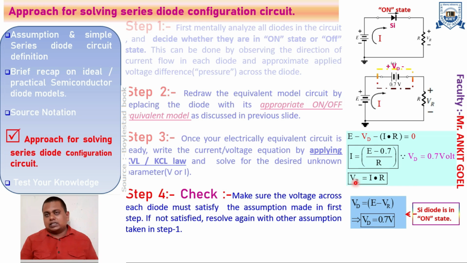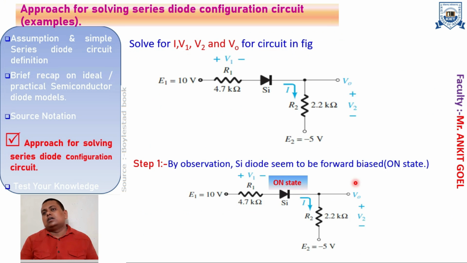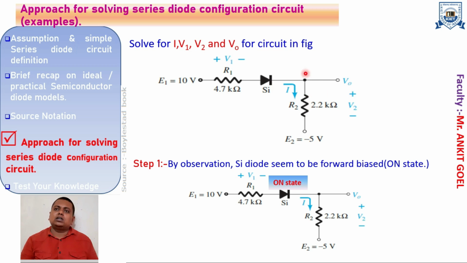So let us take some examples. This is the circuit we have, in which the voltage source E1 equals 10 volt. Here the source notation has been used, in series with a resistance of 4.7 ohm, in series with the silicon diode. We have a 2.2 kilo ohm resistance, and then we have a voltage source of minus 5 volt. You have to determine the current I, the voltage across the resistance R1, the voltage across the resistance R2, and the output voltage as denoted in the circuit diagram.